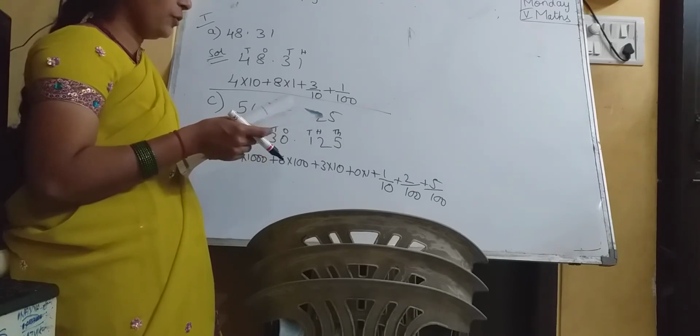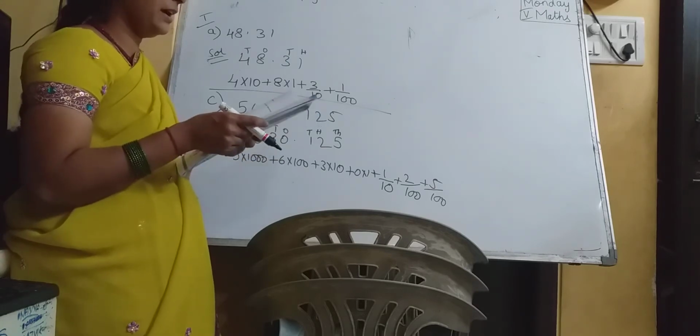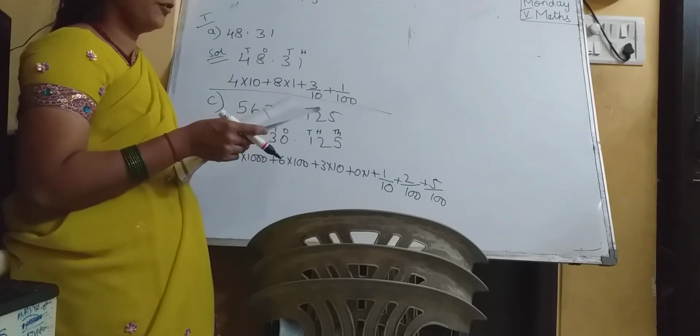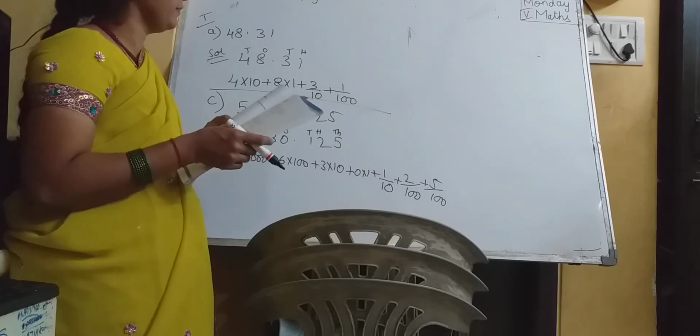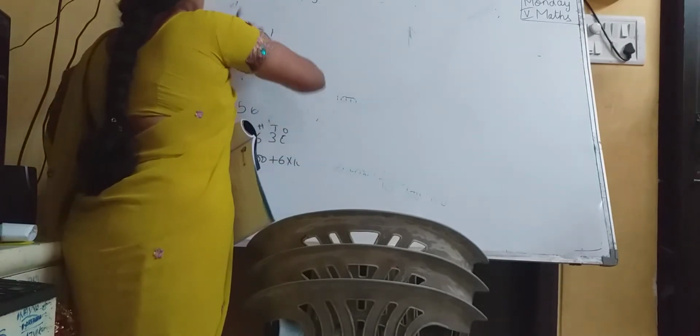Now they gave you the expanded form in the B bit, the second bit, and you are going to write it in the short form. Okay? See, here also I will do 2 sums, and 2 more are homework. Okay, children?